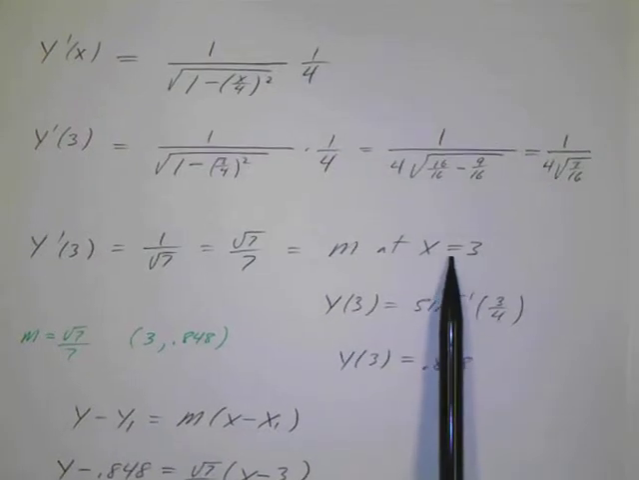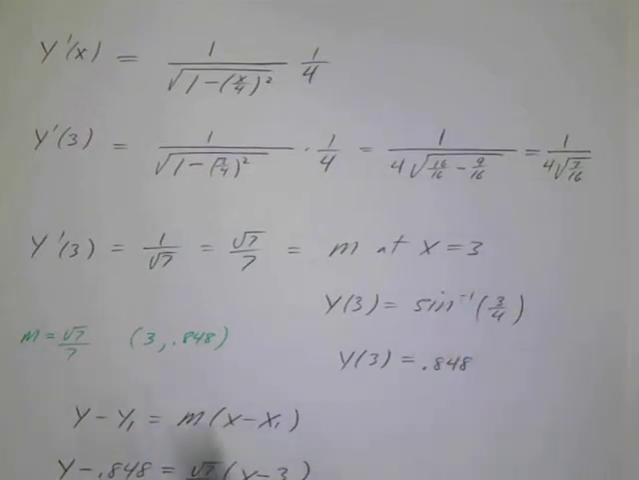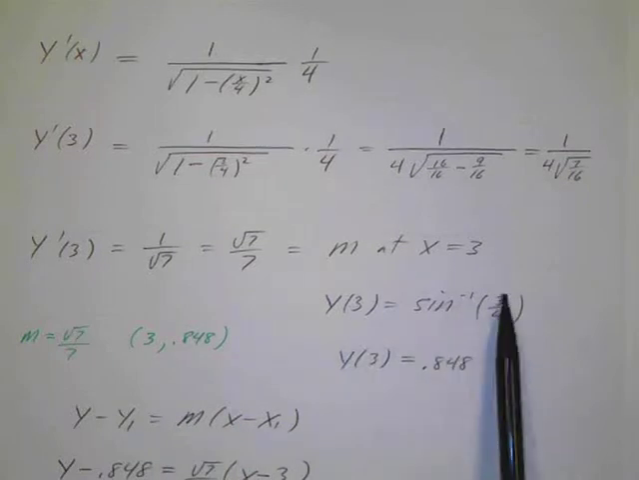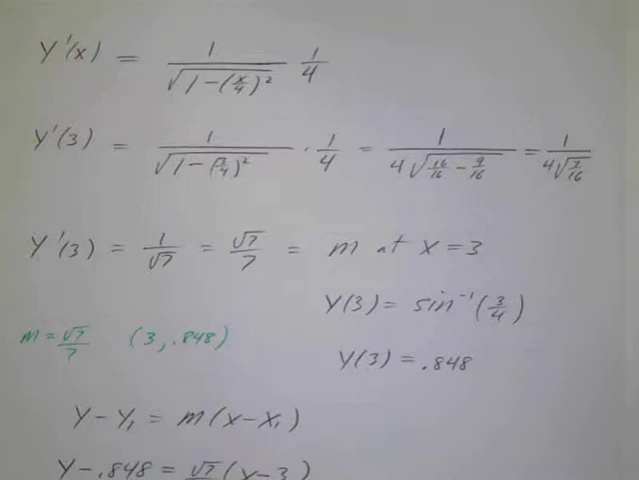What's my value of y at x equals 3? So I've got to put that back in the original equation. So if I put y of 3 in there, I get the inverse sine of 3 over 4. So I put that on my calculator and found the inverse sine of 3/4, and I end up with 0.848. Okay? So now I'm kind of stuck with these decimals. So this is my slope, square root of 7 over 7, and this is my point, 3 and 0.848. So that's my x and y.